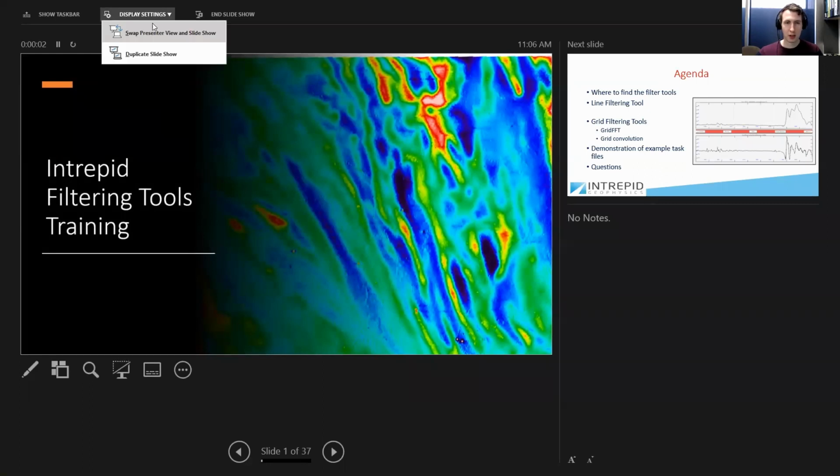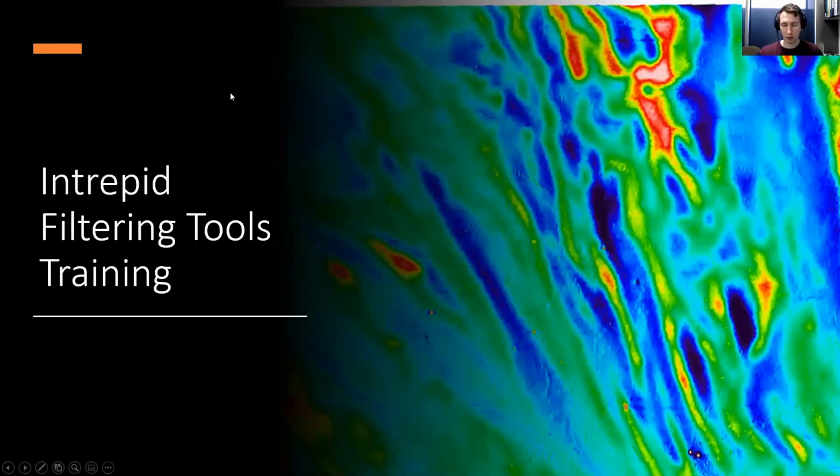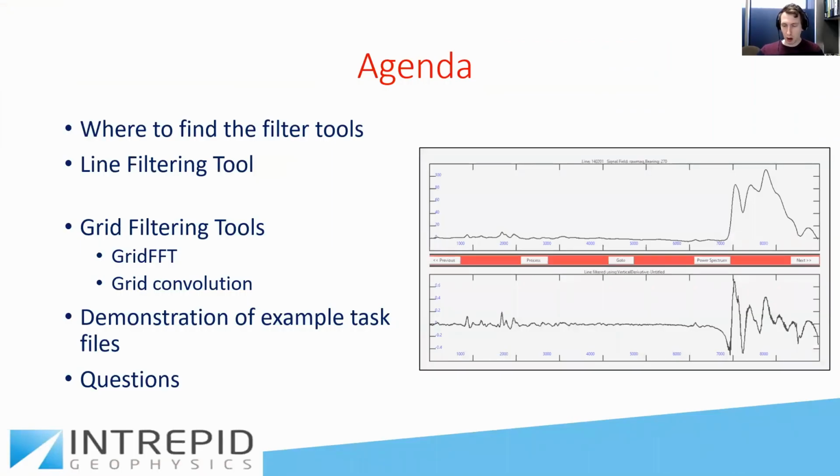through using Intrepid's filtering tools for line data sets and grids. So I'll just start off by talking about where to find Intrepid's filtering tools, and then talk about the line filtering tool and the two grid filtering tools we've got, which are Grid FFT and the grid convolution tool. Also, throughout the talk, I'll run some demonstration task files and show you where to find it all. And then at the end, we'll field some questions if you guys have any specific things you want answered.